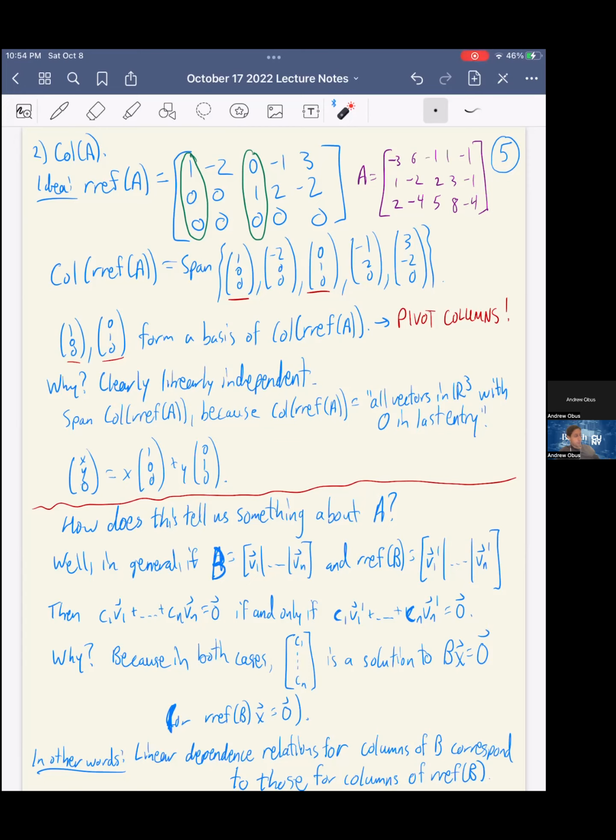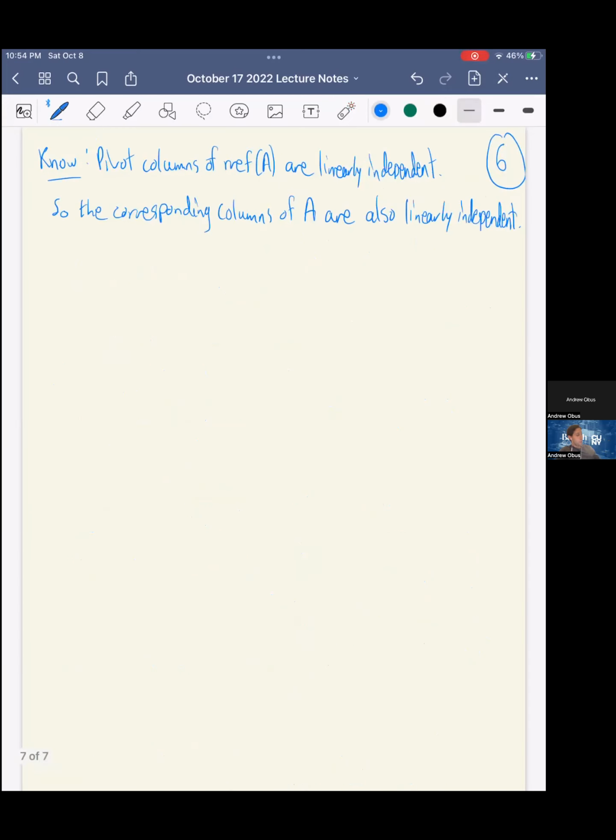Okay. So now I want to claim that they in fact span the column space of A. Okay. So what we also know is that every non-pivot column of the row reduced echelon form of A is a linear combination of the pivot columns.